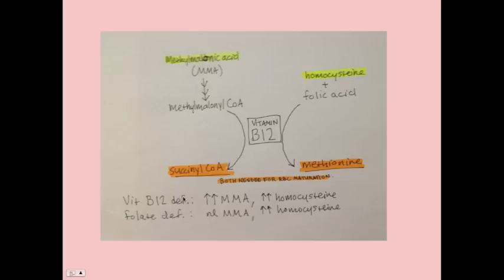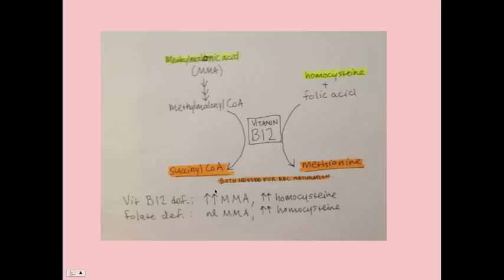So in vitamin B12 deficiency, you have elevated MMA and elevated homocysteine biochemically. Now let's say you have a folate deficiency. Folate, folic acid, same thing. If you have a folate deficiency, you're not going to be able to convert your homocysteine to methionine, so you'll have an elevated homocysteine. But your methylmalonic acid going to methylmalonyl-CoA into succinyl-CoA via vitamin B12, that pathway is going to go on fine. It's not affected by folic acid. So you'll have a normal MMA.